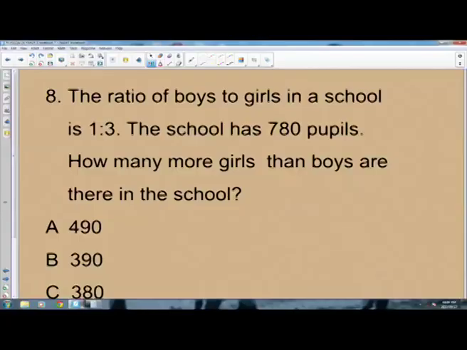We are now at question number 8. Question number 8 says the ratio of boys to girls in a school is 1:3. The school has 780 students, rather pupils. How many more girls than boys are there in the school? We can see that the ratio of boys to girls is given as 1:3. So the total parts here are 1 plus 3, giving us 4. And the question is saying we are to find how many more girls are than boys.